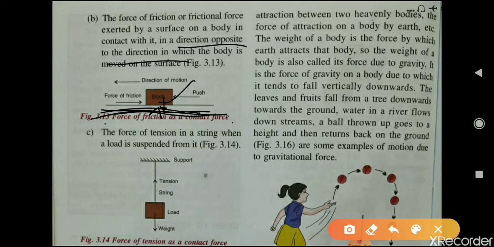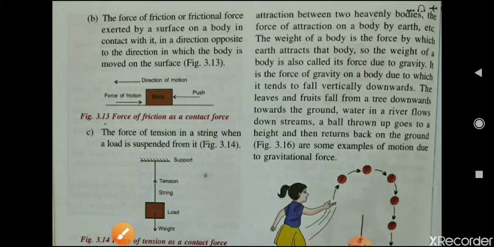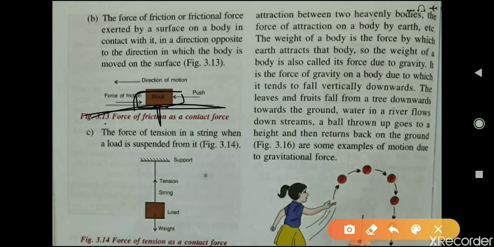because all of you know what frictional force is. Frictional force is a force which a surface applies on another body when they both are in contact, and frictional force always acts in the direction opposite to the direction of motion of the body. So this frictional force always acts when the two bodies are in contact with each other. So frictional force is also a contact force.